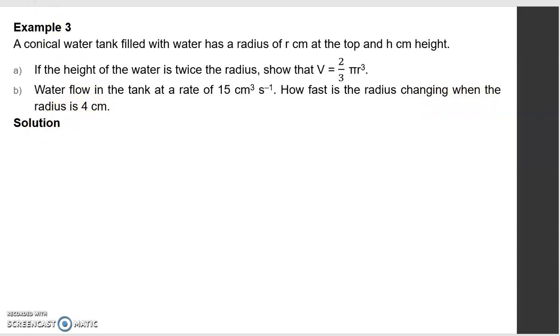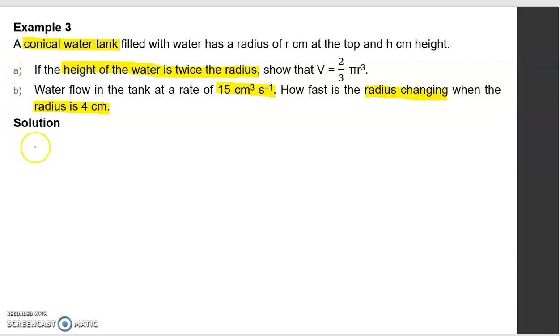So before we start answering this question, you have to remember that this is the conical water tank. So next, the important part here: the height of the water is twice the radius. For question B, you have to know that this is 15 cm cubed per second. Find how fast the radius is changing when the radius is 4 cm. So this is the key point here. So next, we start to answer this question.